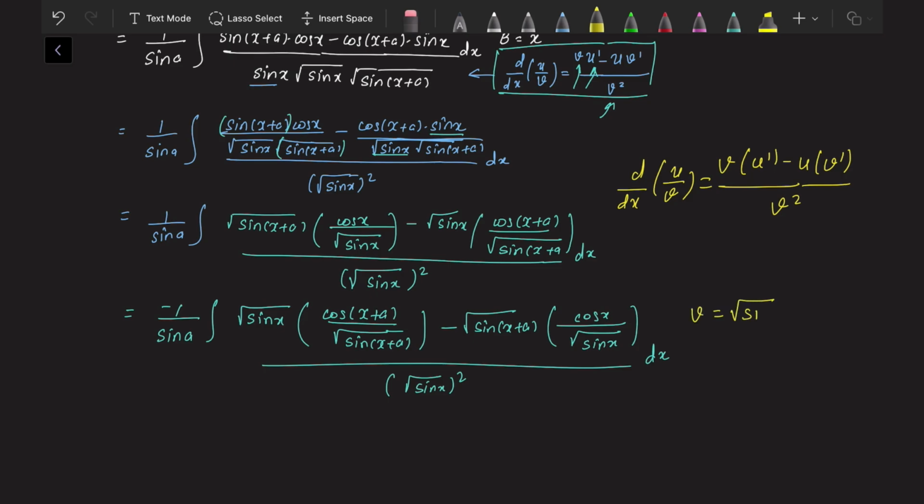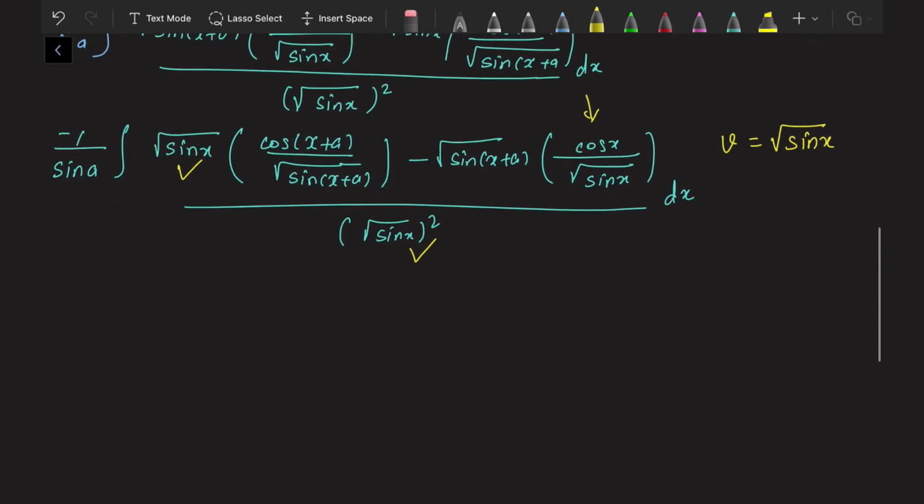In our question, we have taken v as the root of sine x. So the pattern is satisfied over here and over here. It would be more satisfied if we have v dash, means this must be the derivative of root sine x. Is it true? Let us find out. So what is the derivative of square root of sine x? So it is basically going to be 2 times the square root of sine x, and the derivative of sine x is cos x.